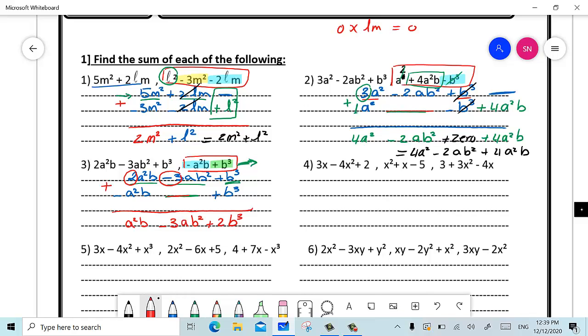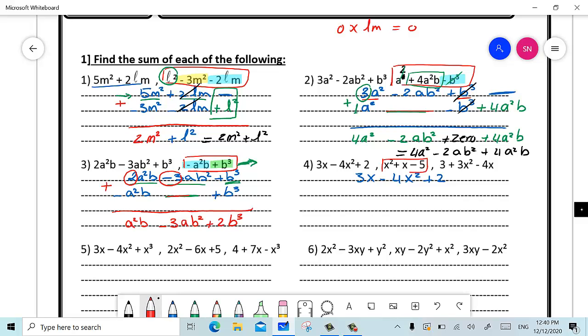In this question, I have 3 expressions that I want to add together. I'm going to use exactly the same way. So as we agreed, let's first write the first expression as it is. It is 3x negative 4x squared plus 2. And I want to add to it the second expression.